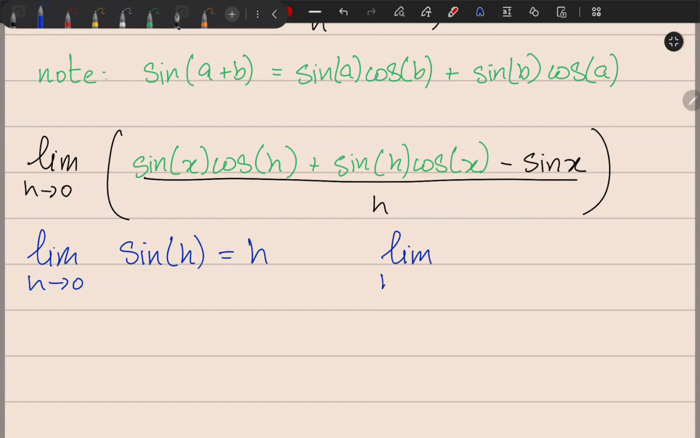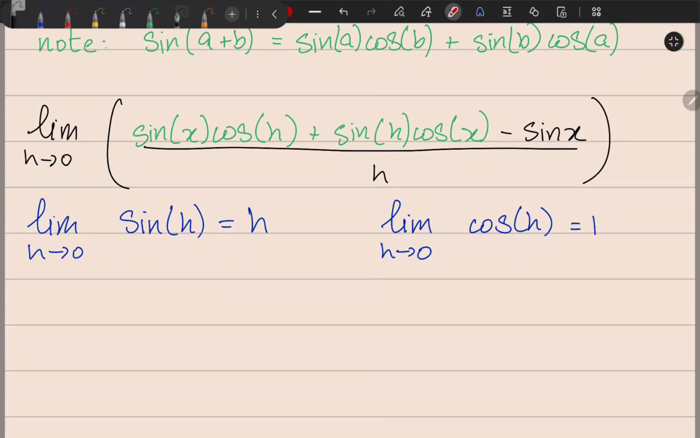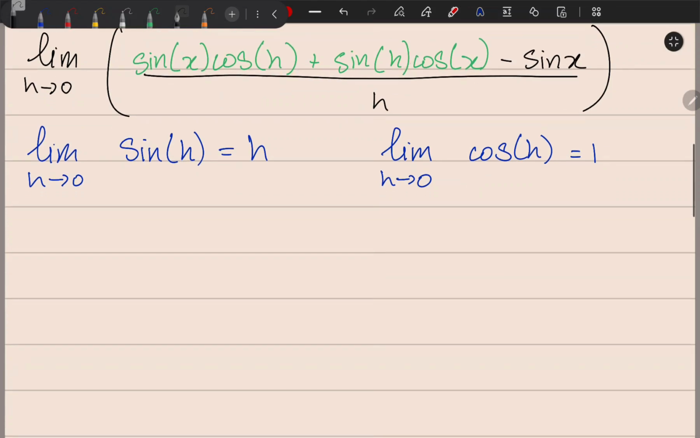Similarly, the limit as h approaches 0 of cos h is always equal to 1. Let me put up a graph of cos x, and you can see as the angle gets smaller and smaller, cos x reaches 1, right? So now we understand that cos h is equal to 1 and sin h is equal to h. So we can write this down.